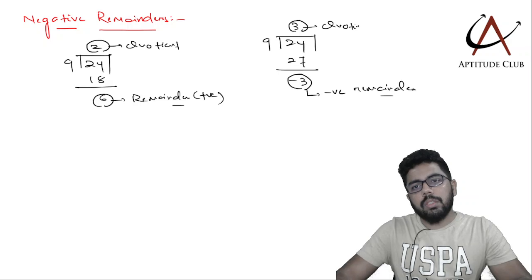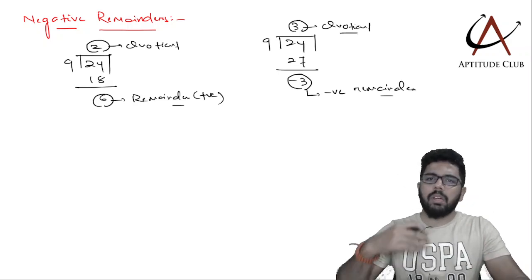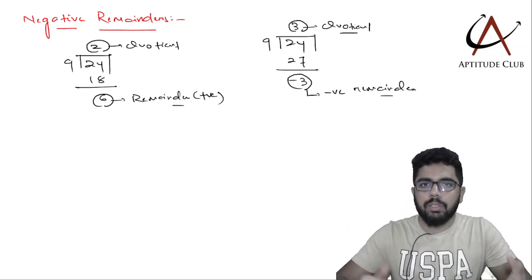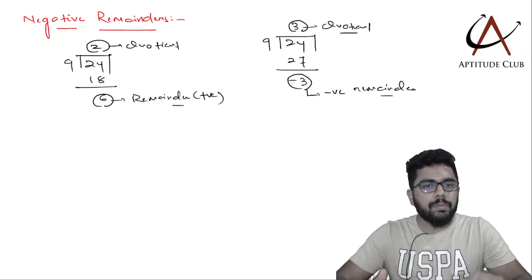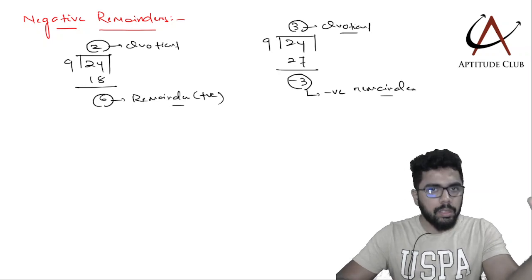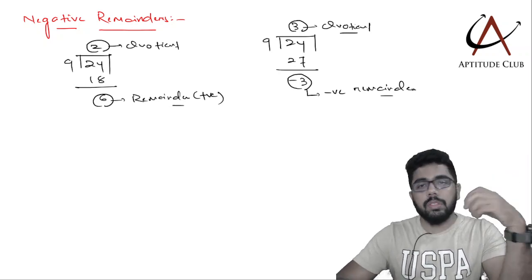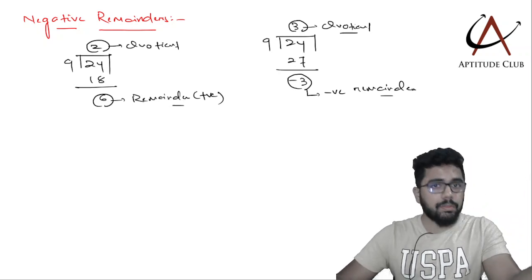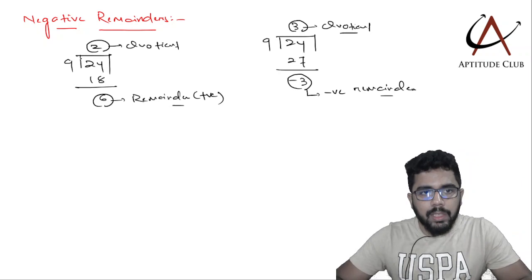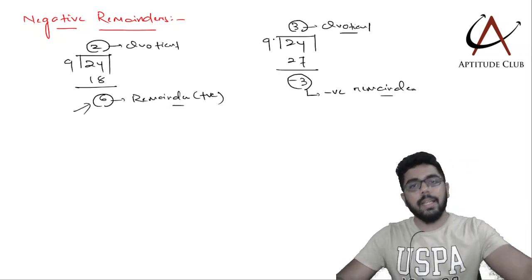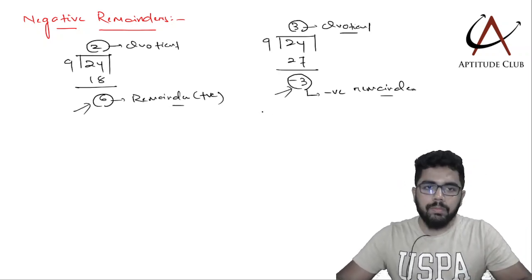What do you mean by quotient? This is a very simple thing, but a lot of times we don't pay attention to these small fundamentals. What is the meaning of quotient? Basically, quotient is the number of times you can subtract the divisor from the dividend, because division is continuous subtraction. So here 2 means I can subtract 9 twice from 24 and I'll be left with 6. 3 means if I go on and subtract it thrice, the remainder will be minus 3.